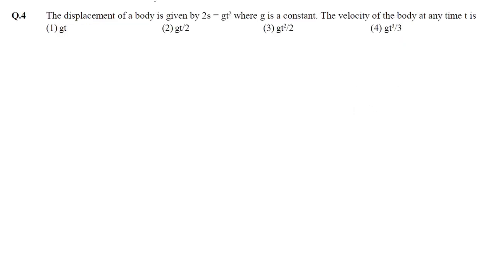Okay, now see the next question. The displacement of a body is given by 2s is equal to gt square. So s is equal to what? g t square by 2, no? Now the velocity, if you differentiate this, you will get half, g into 2t. 2 will get cancelled. So velocity is what? g t. Very simple question.